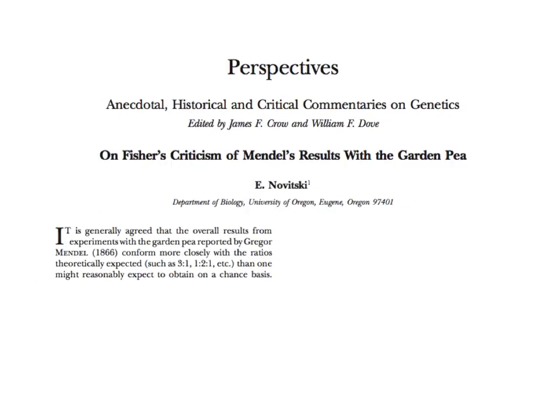What does this say? What did Mendel do? What do his data look like? It's generally agreed that his overall results are, pardon? They're good. They're too good. Did he fudge the data?